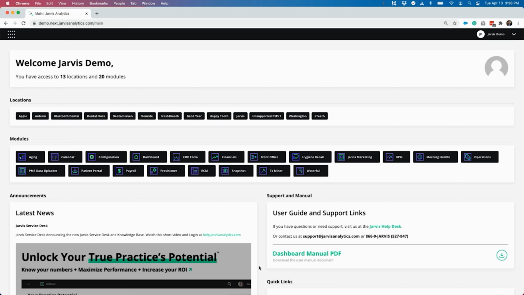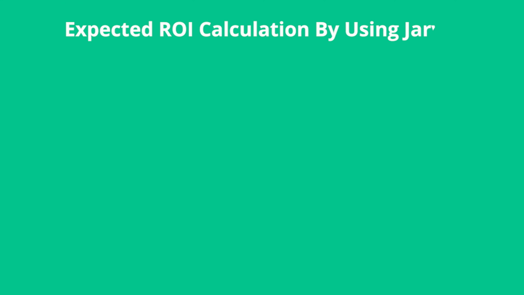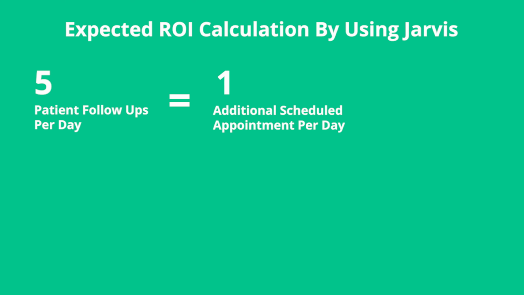One of the most common questions I get asked as a customer success specialist here at Jarvis is, how do I fill my schedule? And so let's talk briefly first about an expected return on investment calculation by using Jarvis. Let's assume you make 5 follow-up contacts to a patient each day, and that out of these 5 attempts, 1 additional appointment per day is scheduled.